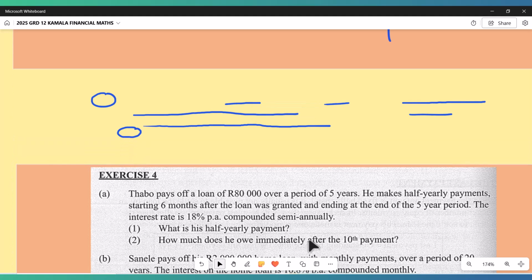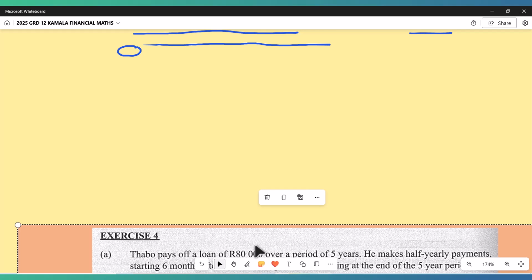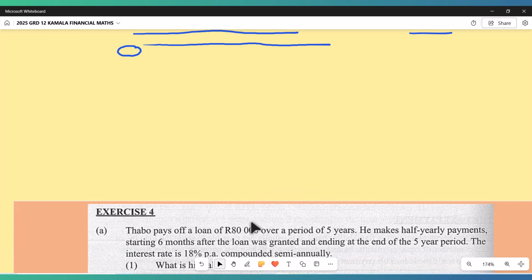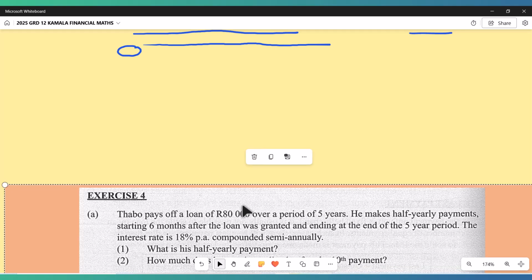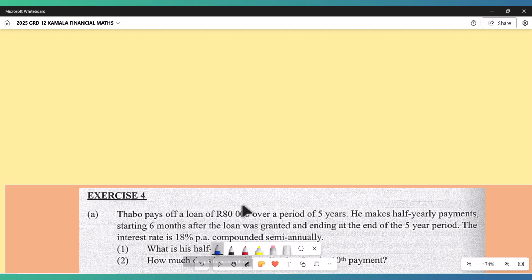So we are going to do it like this now. Let's get some space here. We're looking for the x. Now remember that for the loan, we use the present value formula. So our PV, which is the loan, present value, equals x, open brackets, 1 minus (1 plus i) to the power negative n, divided by i.